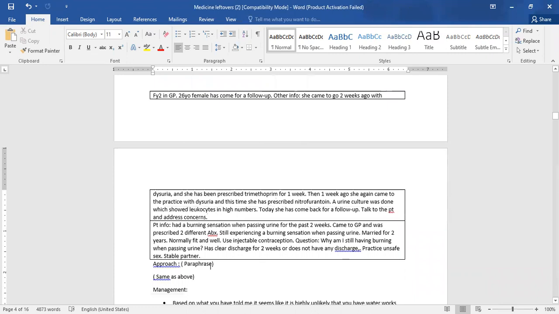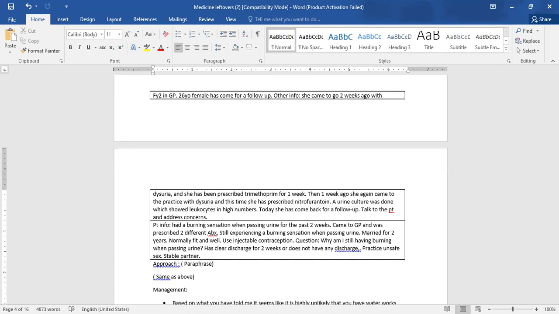Okay, the scenario is: you are in a GP, a 26-year-old female has come for a follow-up. Other info: she came to the GP 2 weeks ago with dysuria and was prescribed trimethoprim for 1 week. Then 1 week ago, she again came to the practice with dysuria, and this time was prescribed nitrofurantoin. A urine culture was done which showed leukocytes in high number. Today, she has come back for a follow-up. Talk to the patient and address the concerns.